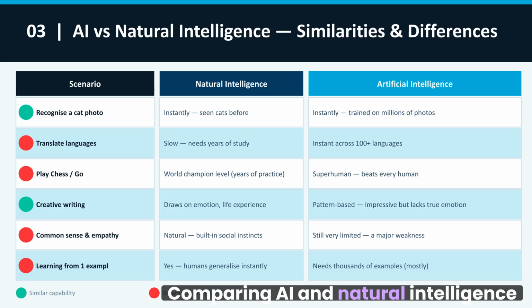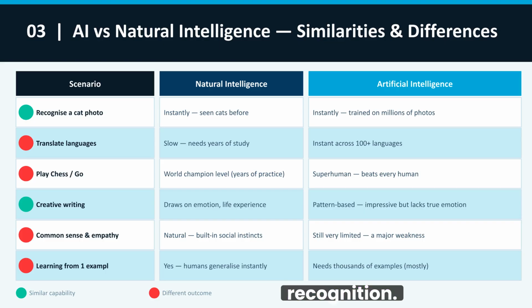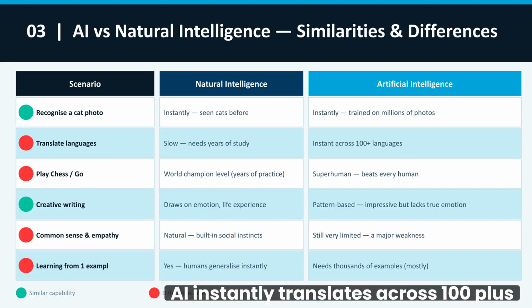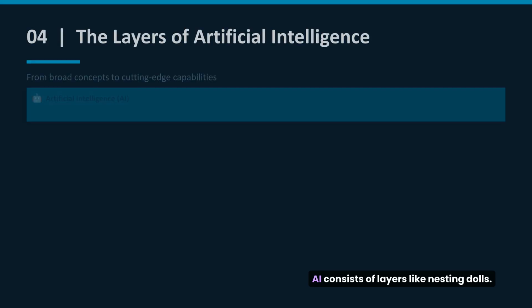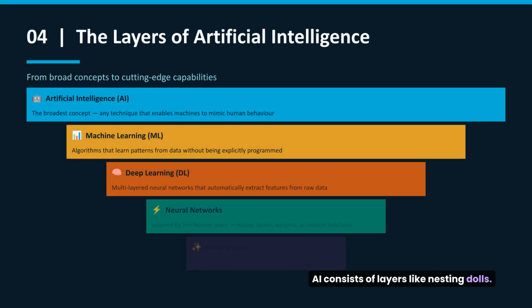Comparing AI and natural intelligence reveals similarities, like instant photo recognition. However, there are differences. AI instantly translates across 100+ languages, while humans take years. AI excels at competitive games, yet struggles significantly with common sense and learning from a single example, which humans generalize instantly.